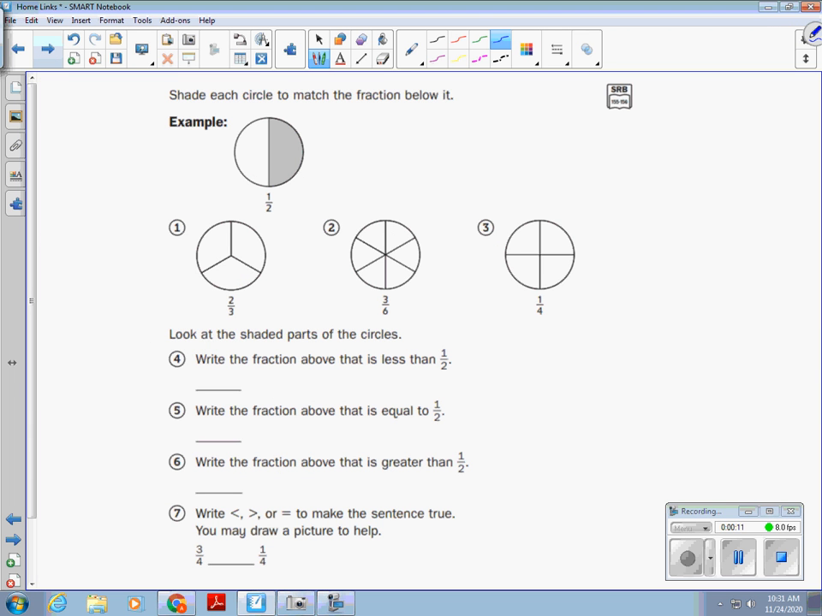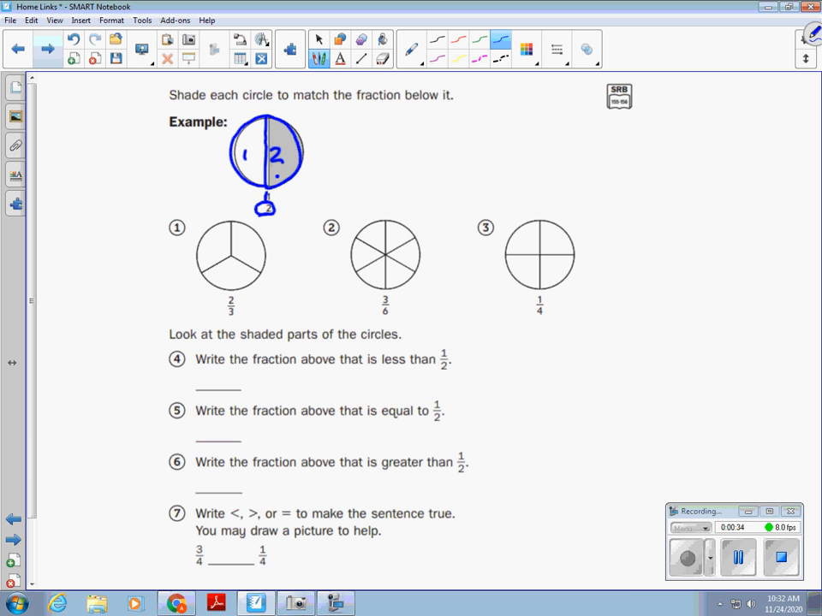On the first example, they want us to shade in each circle to match the fraction below it. For example, here, they gave us two parts, which is my bottom denominator, and then one part shaded, so that would be 1/2.